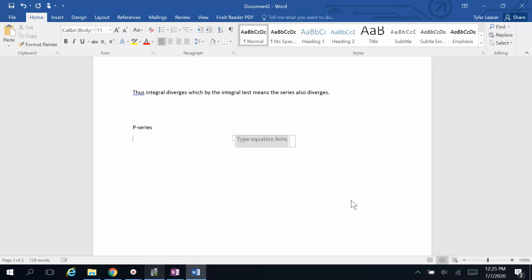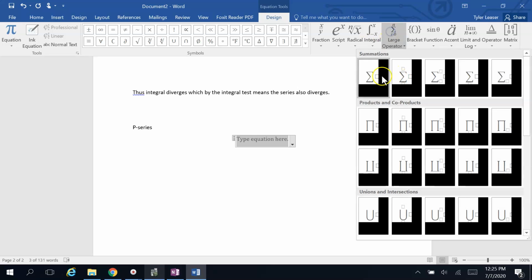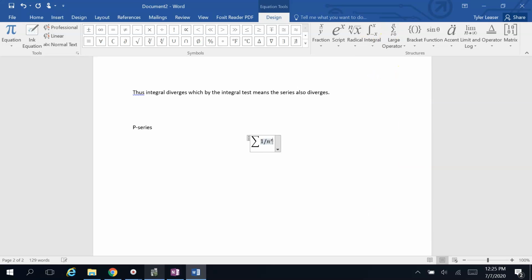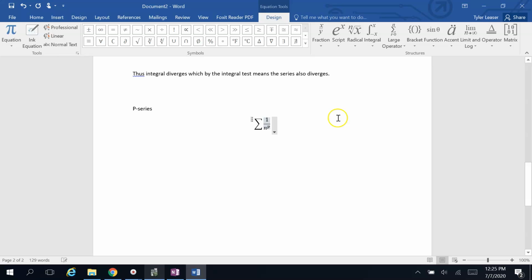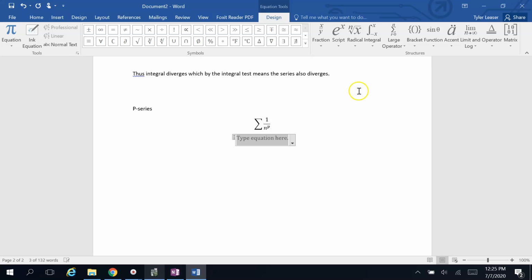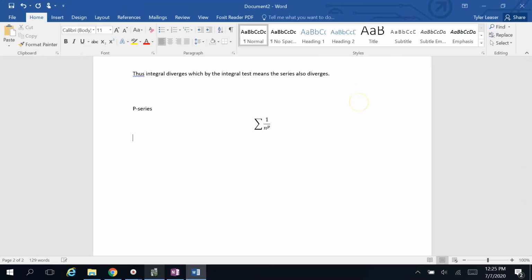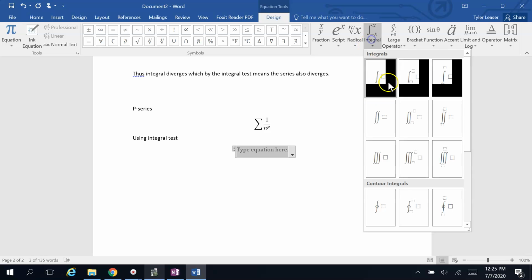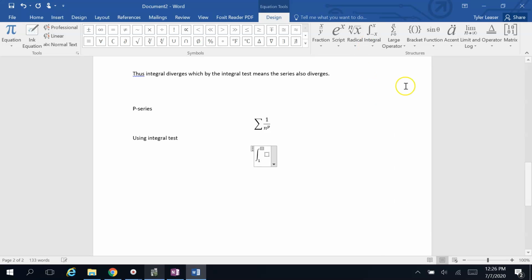So this p-series is going to be the infinite series of 1 over n to the power p. Basically, what we want here is to figure out for what values of p this is going to converge. And we can do that using the integral test. So again, using the integral test, let's look at the integral from 1 to infinity of 1 over x to the p power.